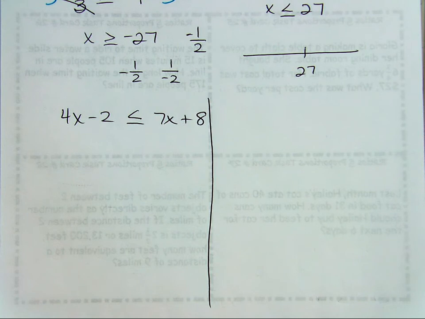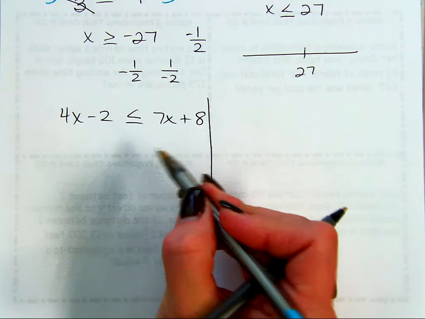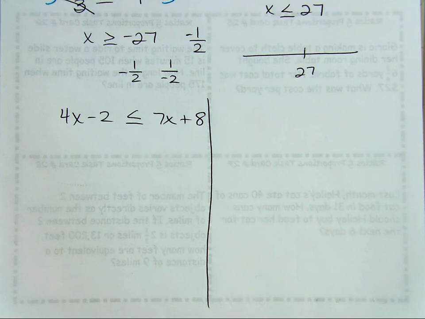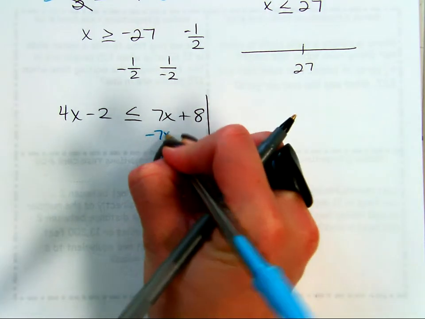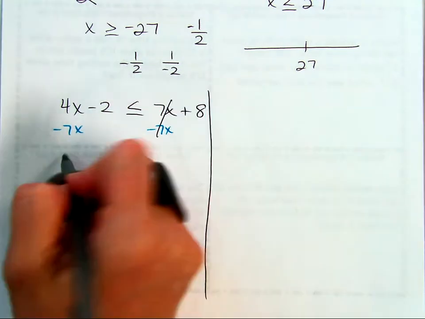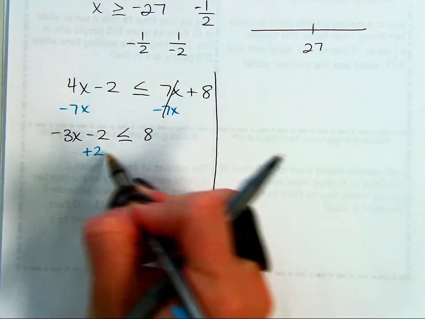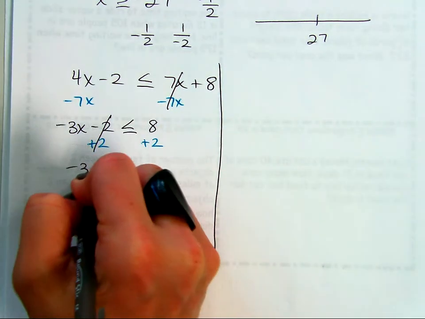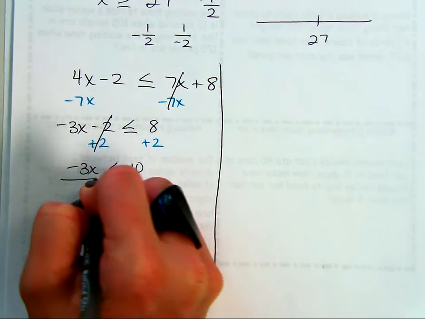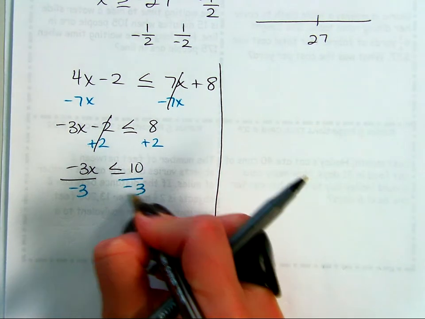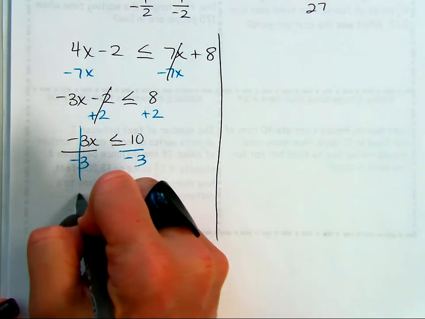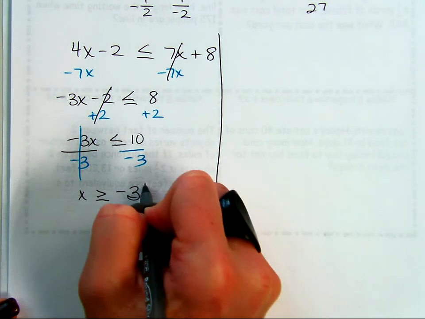As I'm looking at this, you can control a lot of things yourself, right? You may say, I always like that variable on the left-hand side, which means I'm going to subtract 7x from both sides, but that's going to leave me with a negative coefficient, which is okay as long as you know what you have to do. I'm going to show it to you both ways, actually. Negative 3x minus 2 less than or equal to 8. Then you add 2 to both sides, and that gives you negative 3x less than or equal to 10. Now, I am in the act of dividing by a negative, so now is when I would flip it. So x is going to be greater than or equal to negative 3 and 1/3, right?